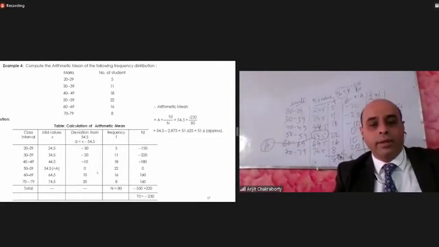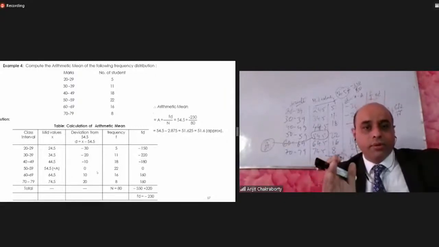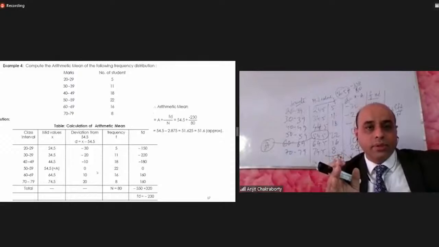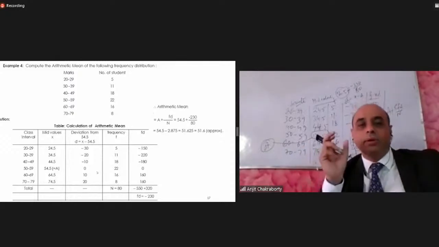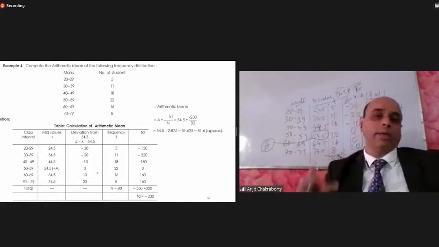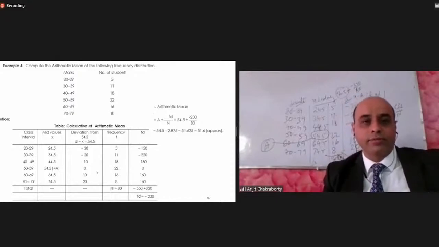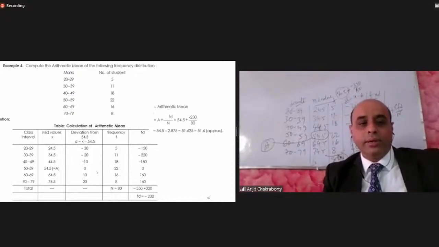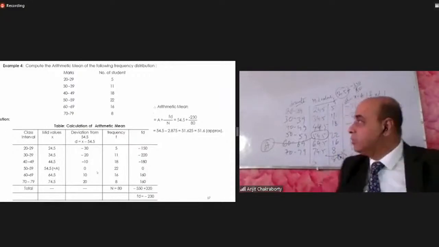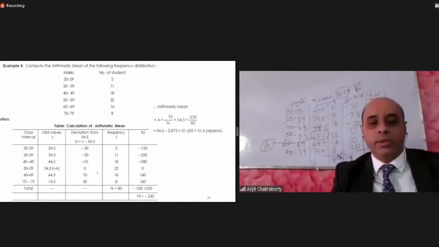Then you can calculate using the formula. What is the formula of the average which we are working out, the arithmetic mean? It is equal to the assumed mean, which is a, plus sigma fd by n. In this way we can calculate arithmetic mean when we are having a frequency distribution. You can see there are some classes given and frequencies are given, so it is a frequency distribution.